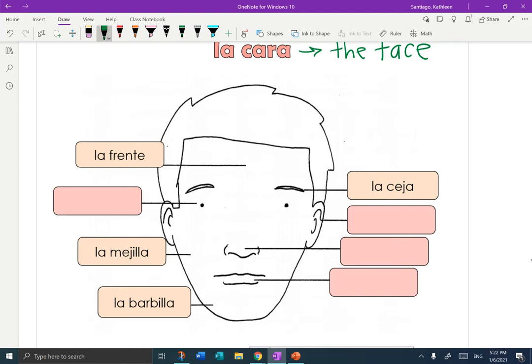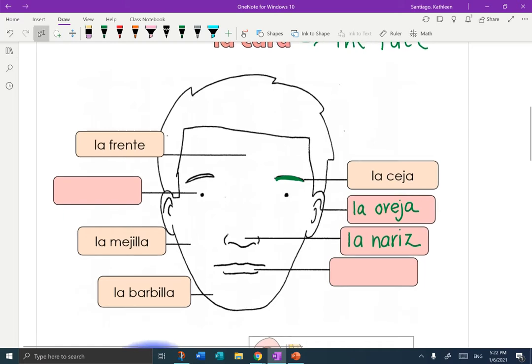Ceja. This is your ceja. Ceja is your eyebrow. The next one below, if we're talking about just one, is la oreja, the ear. If you're talking about both of them, make it plural: las orejas. The next one down is your nose. Nose is la nariz.